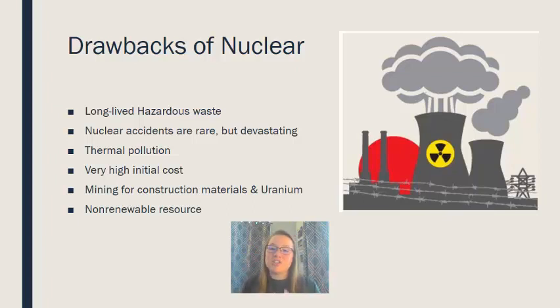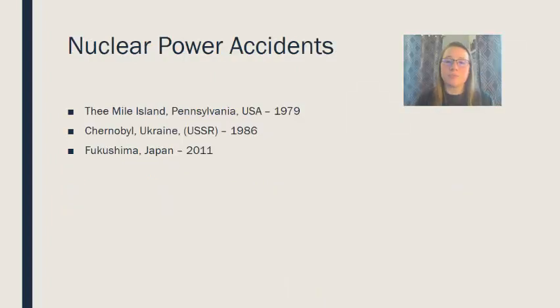And overall, because you are using something that you are extracting out of the ground, and there's only so much uranium in the Earth's crust, that makes nuclear considered a non-renewable resource. Now I want to briefly discuss the three major nuclear power accidents. They happened at 3 Mile Island in Pennsylvania, they happened in Chernobyl in the Ukraine, it was the USSR at the time, and it also happened in Fukushima, Japan.